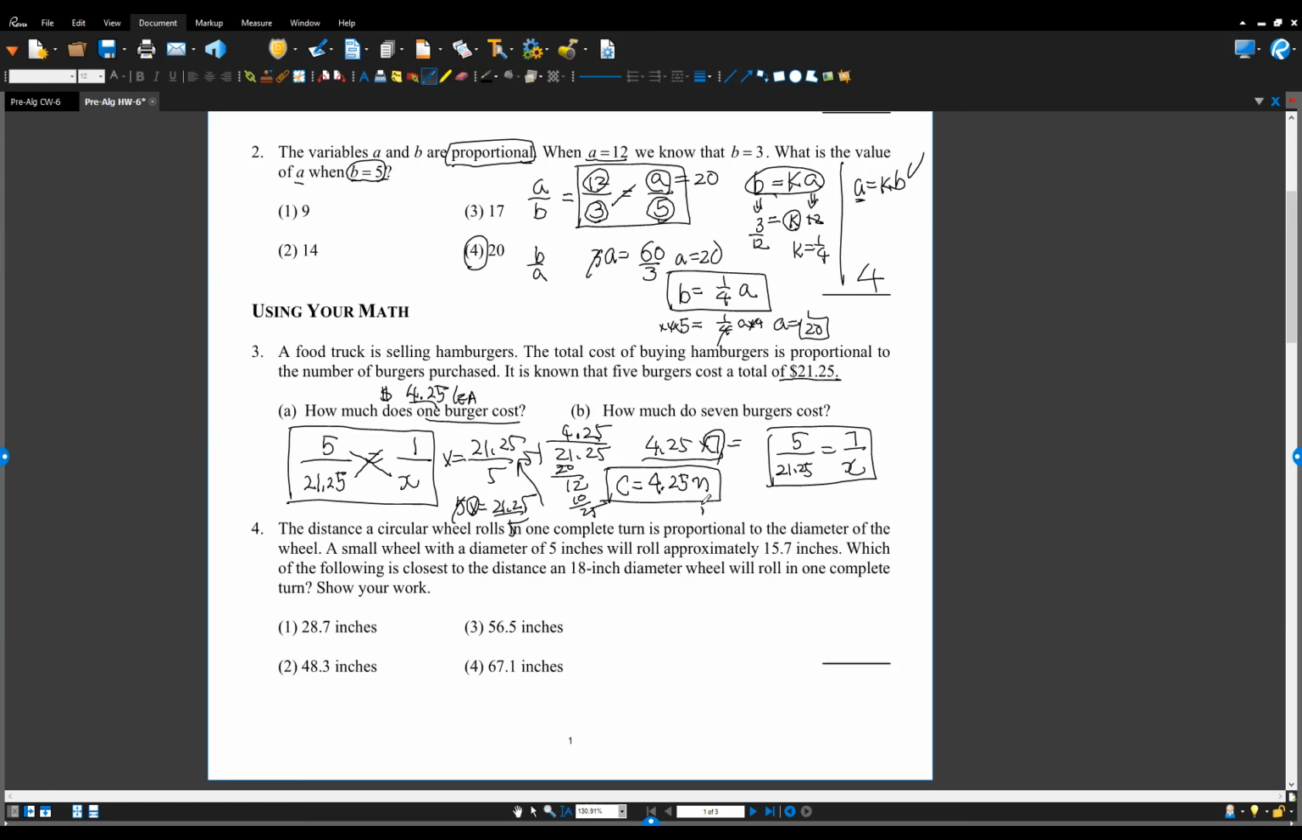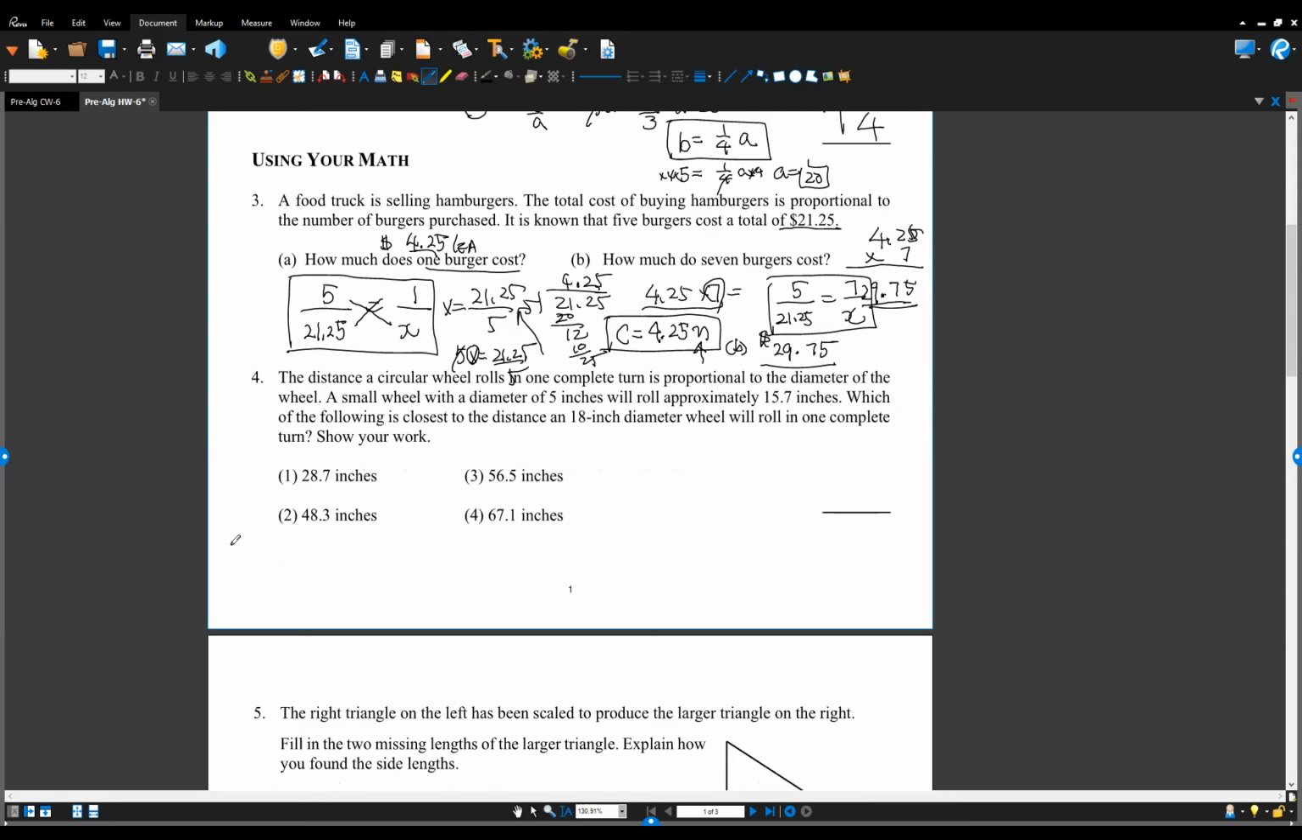You put 7 over here and you get the total cost. How much? 4.25 times 7. 35, 14 plus 3 is 17, 2 times 8 is 28, plus 1 is what? $29.75. That's the answer. Are you guys with me?